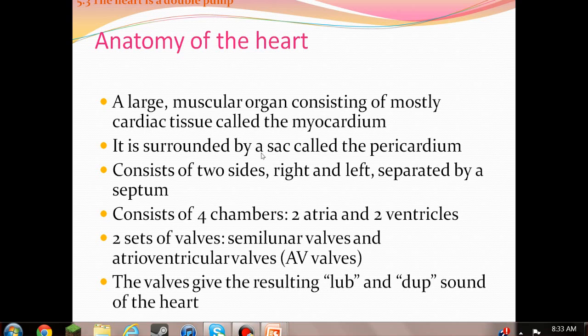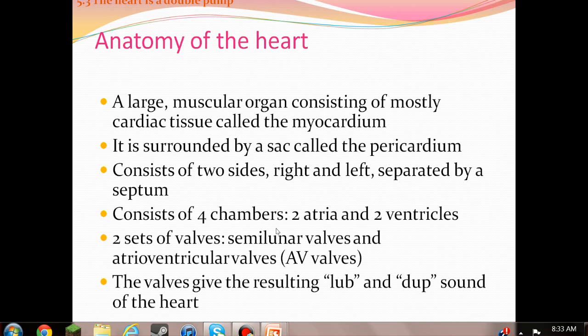Your heart is covered by a sac called the pericardium, which is one of the serous membranes that we've talked about. The pericardium is like a bag that the heart is in. There are two sides of your heart, the right side and the left side, separated by a septum.